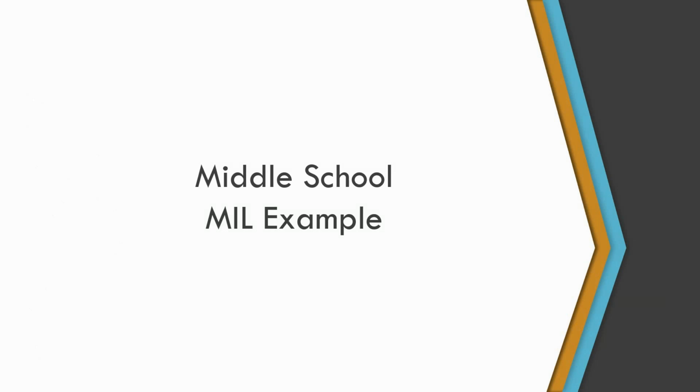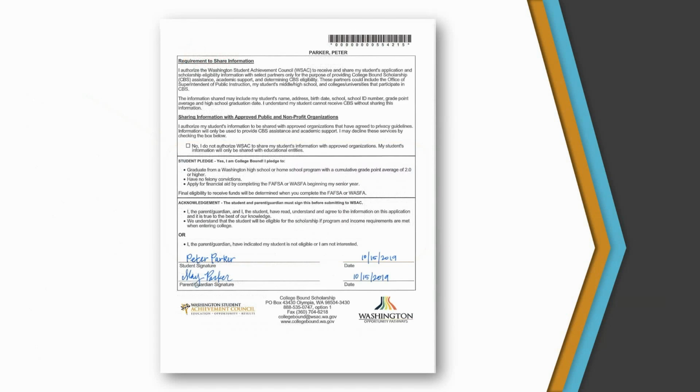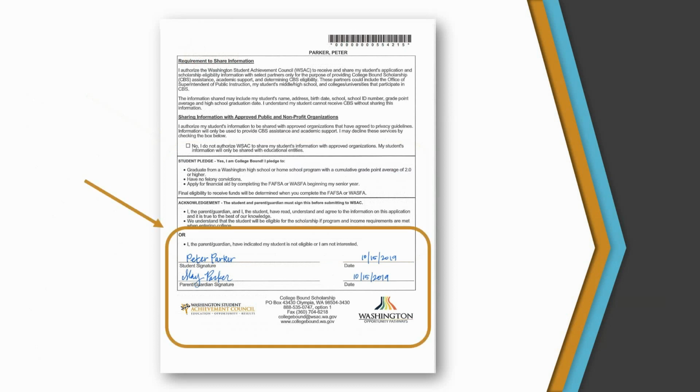Here's an example of a Missing Information Letter for a middle school student. Here is page 1. You'll see here the required information is the eligibility criteria. Here is page 2. This is where the student and parent or guardian signs and dates the form.